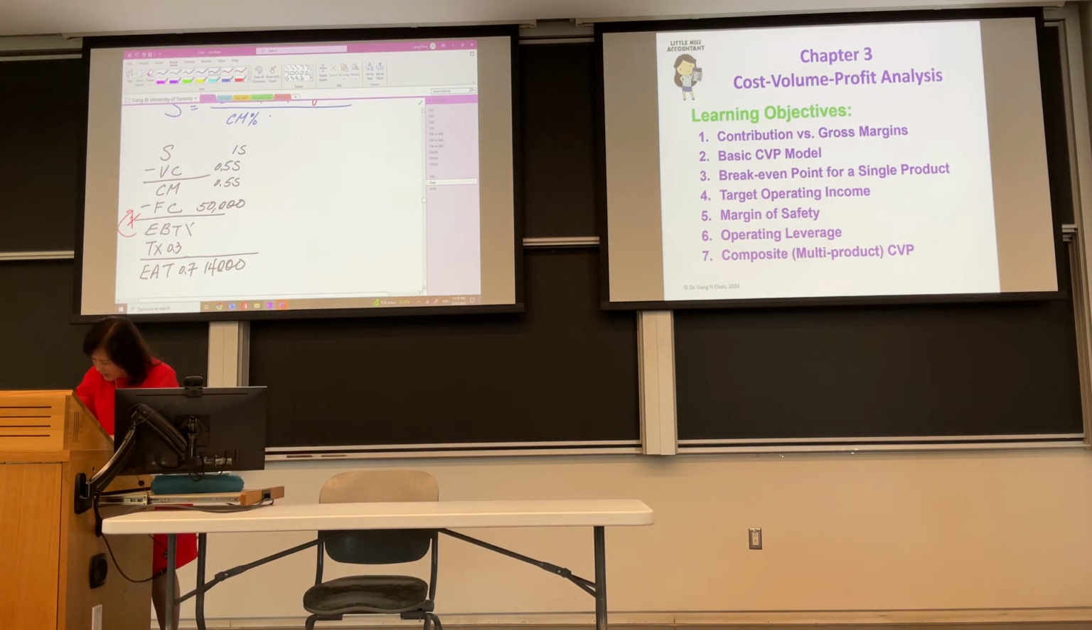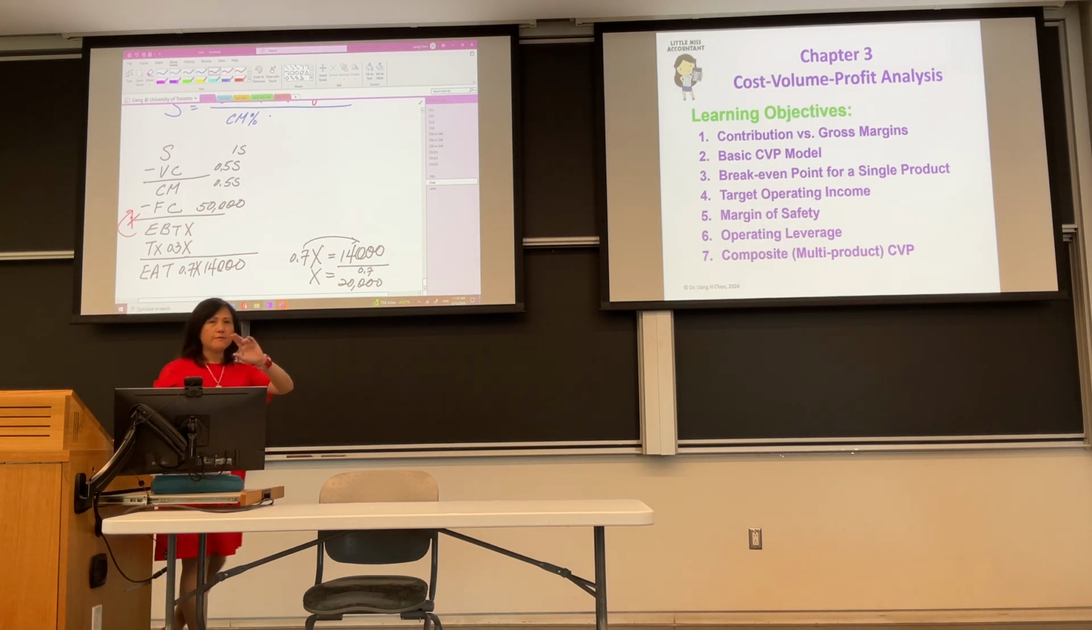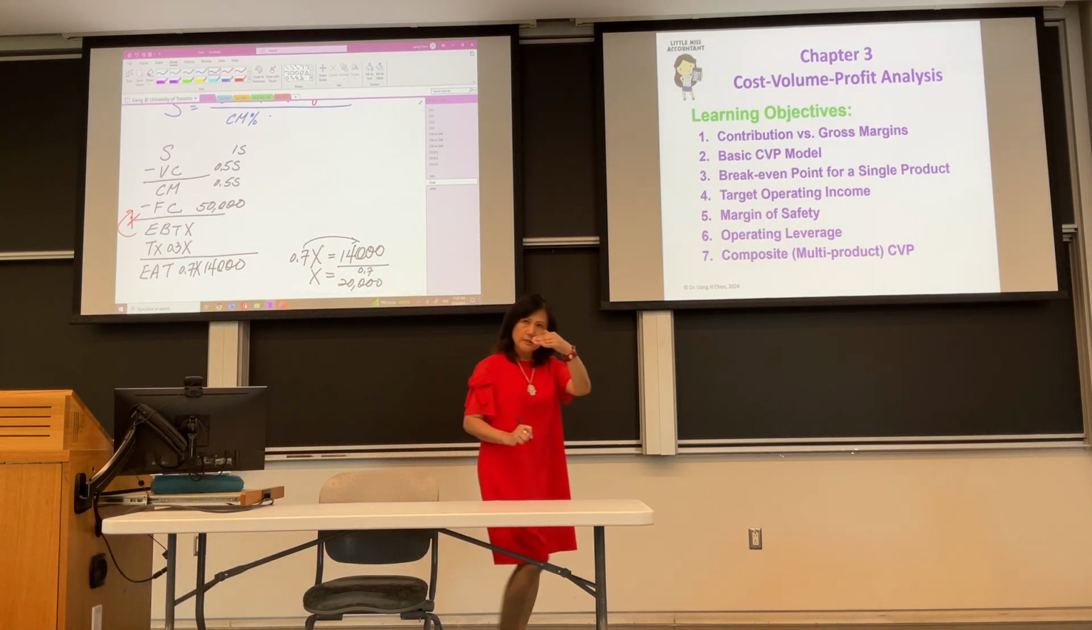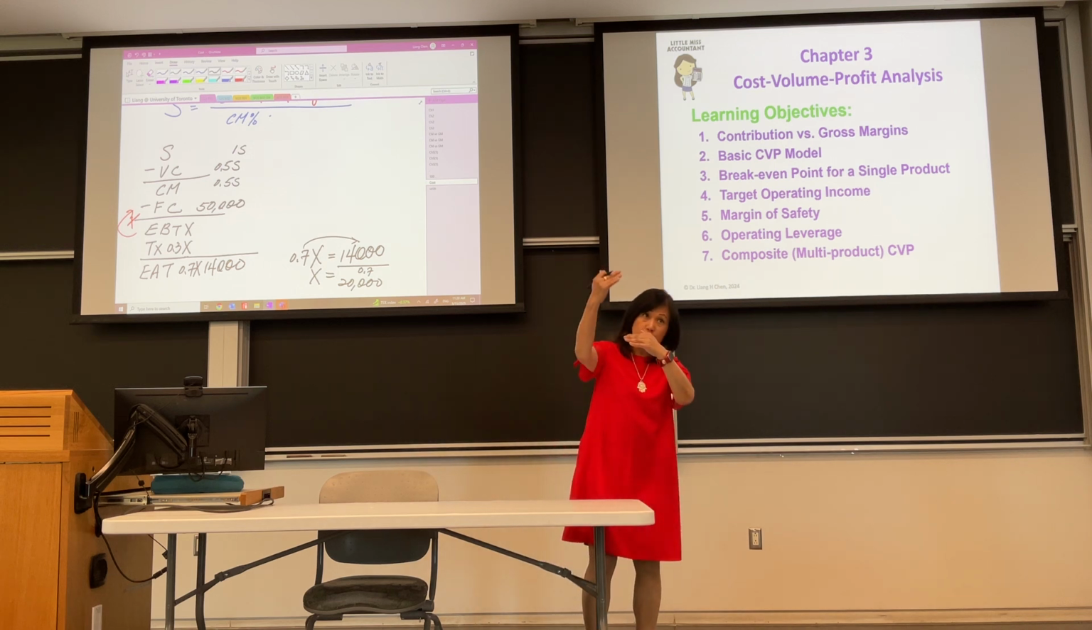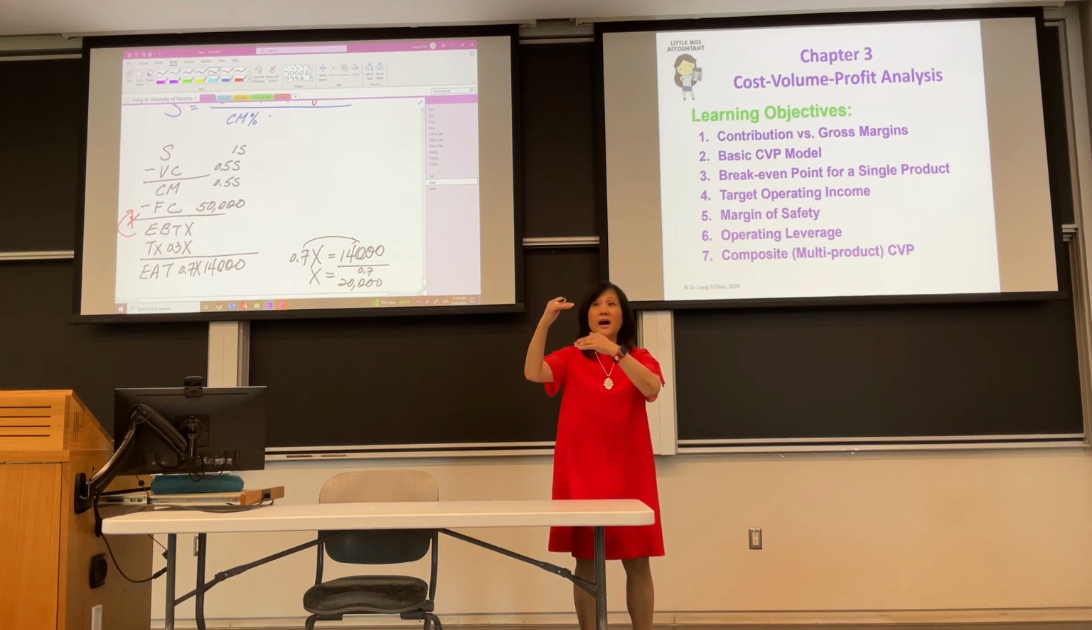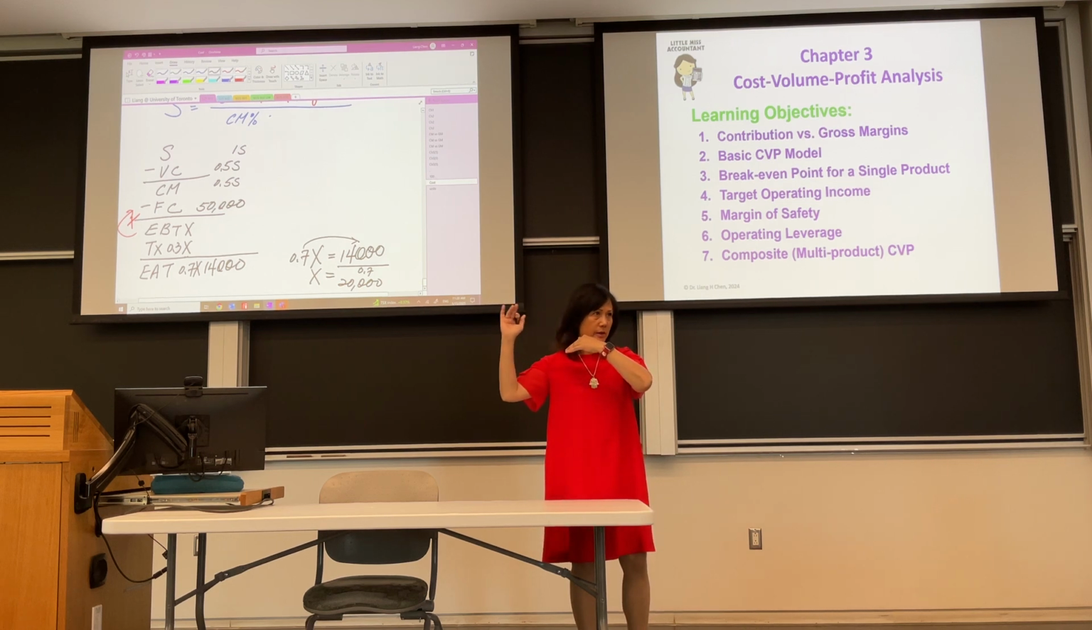Say it is x. Tax is 30% of x, after tax is 70% of x. So if 0.7x equals $14,000, x, you move this over, equals $20,000. So anytime you have a number that is after tax dollars and you want to convert to before tax, you just need to divide it by 1 minus the tax. Are we okay with that?